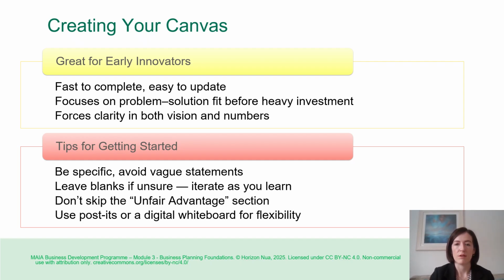Don't skip the unfair advantage section if your version of the canvas includes it. This is where you identify what sets you apart from competitors in a way they can't easily replicate. Finally, keep it flexible. Use Post-its or a digital whiteboard so you can move things around as your thinking develops. The more you adapt and refine your canvas, the stronger your business model will become.